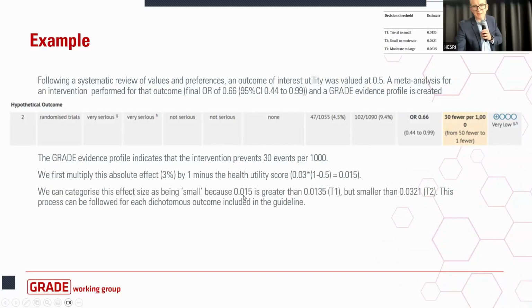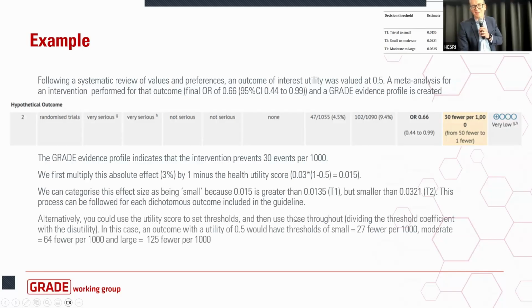And because when we do this, our effect is 0.015, it's greater than the threshold of 0.135, then we can say that it's a small effect. Now that's a little bit more complex than just using this and setting thresholds a priori. So what we would do here is multiply our utility, disutility, by that coefficient and come up with a small effect threshold of 27, moderate 64, and large of 125. So when we saw an effect of 30 fewer per 1,000, we could say that this is small.